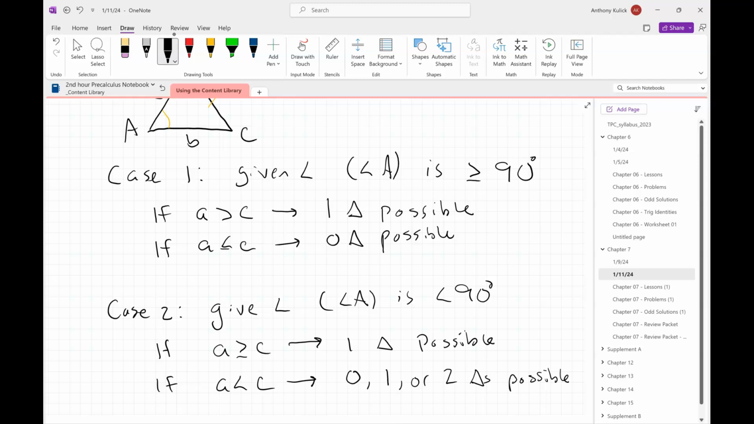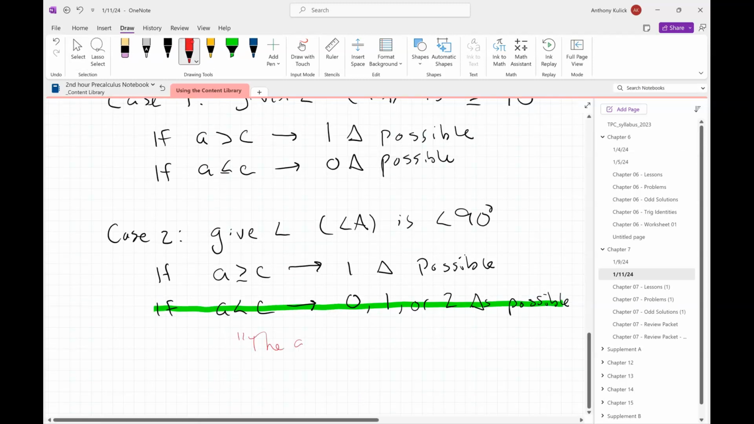Now, if A, the side opposite our given angle, is the shorter of the two sides, then we don't know yet what's going to happen. There could be 0 triangles, there could be 1 triangle, or there could be 2 triangles. This situation here is called the ambiguous case, because at this point, just having the starting information is not enough for us to tell what's going on yet. We have to do some further analysis to decide whether we're going to have 0 triangles, 1 triangle, or 2 triangles possible. Everybody's okay with that plan?